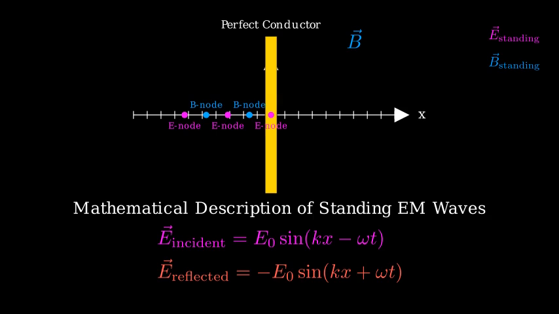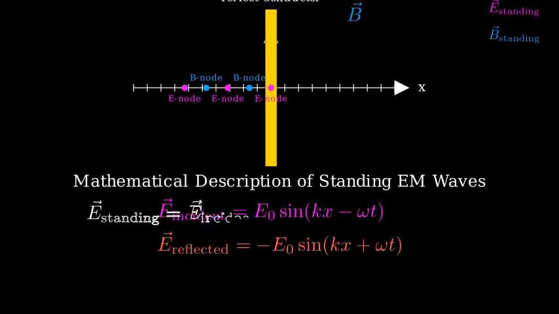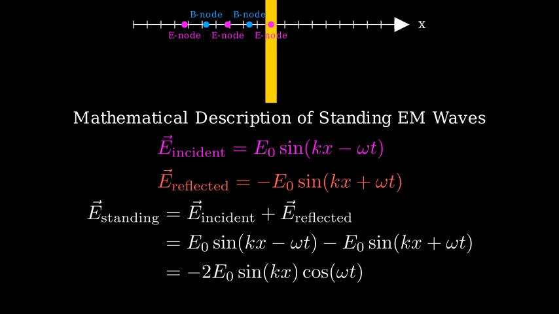When we add these waves, we get the standing electric field. E standing equals E incident plus E reflected equals E naught sine of kx minus omega t minus E naught sine of kx plus omega t equals negative 2 E naught sine of kx times cosine of omega t. This gives us the important spatial dependence of sine kx, which is why the electric field has nodes at kx equals 0, pi, 2 pi, and so on.